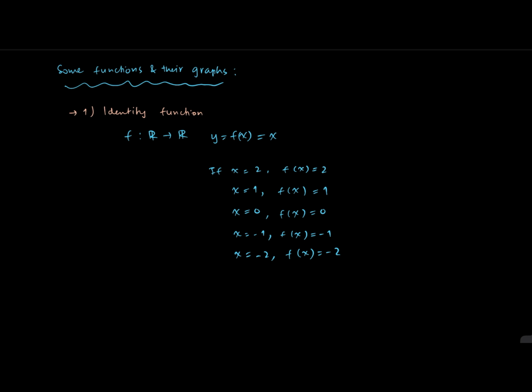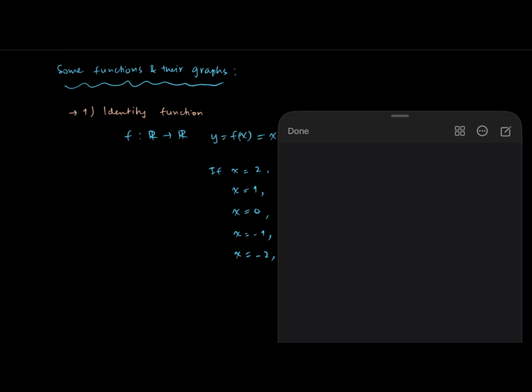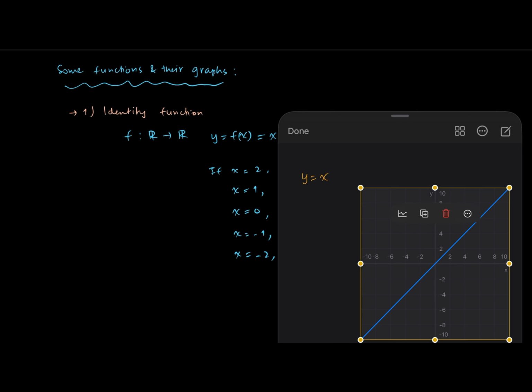Now let us see how graph of this function works. Here we have y is equal to x. So obviously this will be a graph passing through origin. One can observe that for value of x equal to 2, we are having value of y equal to 2 as well. Similarly, for value of x equal to negative 2, we are having value of y negative 2 as well.